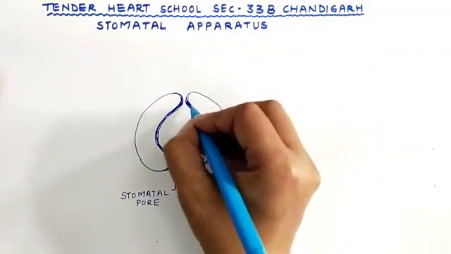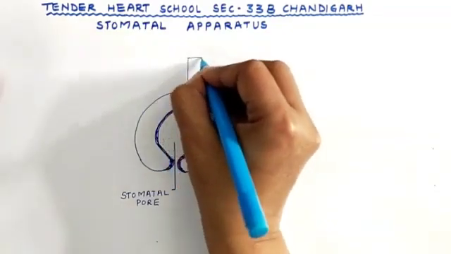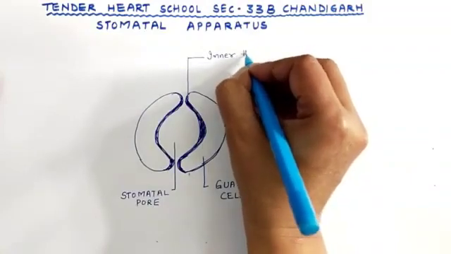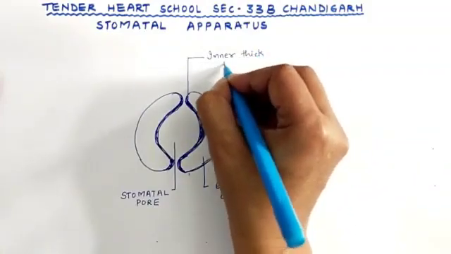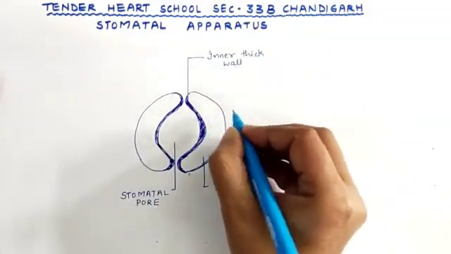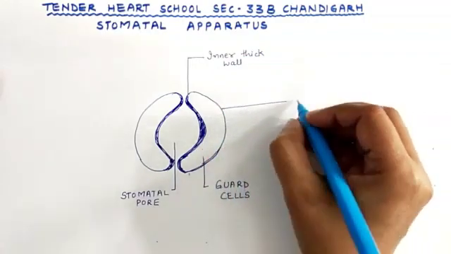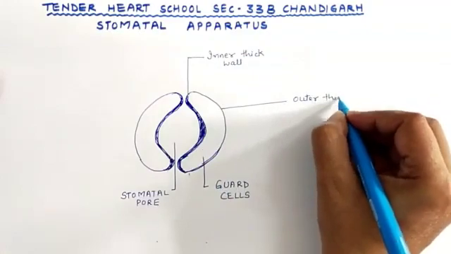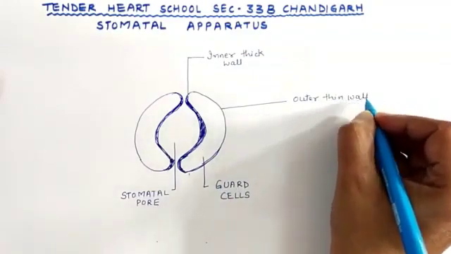So you can just label this as the inner thick wall and this as the outer thin wall.